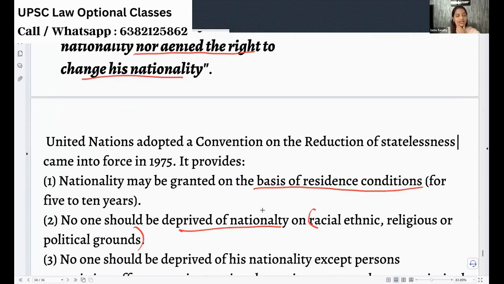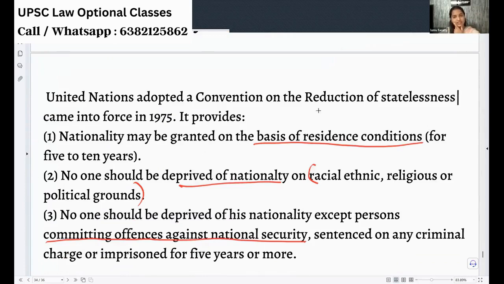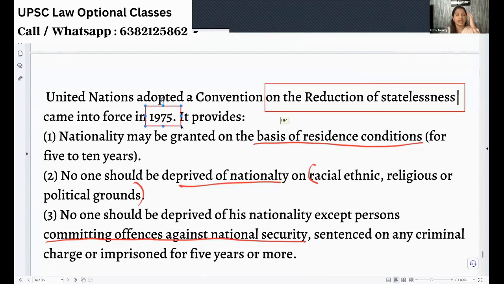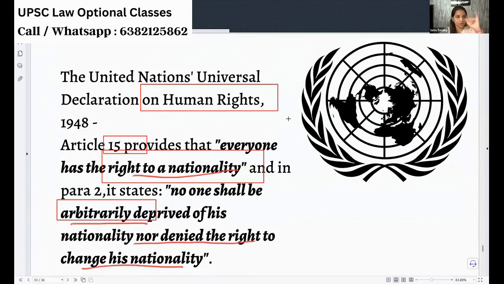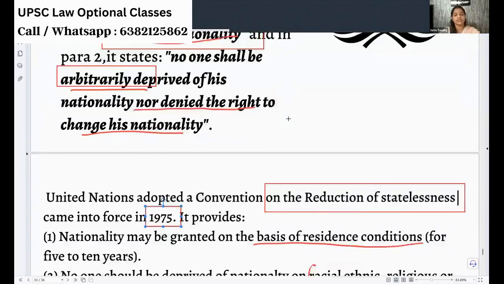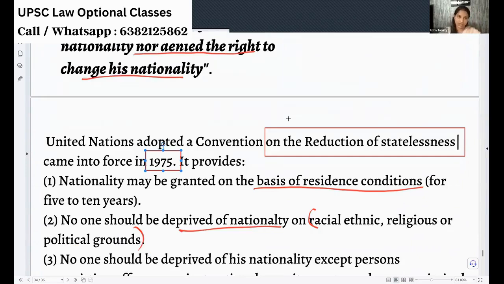Okay, that is one thing. You can write this. And next we have another declaration, the Convention on Reduction of Statelessness. It came into force in 1957. See, I gave you 4 laws, 2 conventions and 1 human rights convention and then 1 more law. And the Indian Citizenship Act also I mentioned. British law also I mentioned. So all these things you can put in your answer.